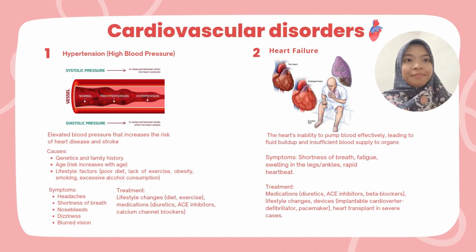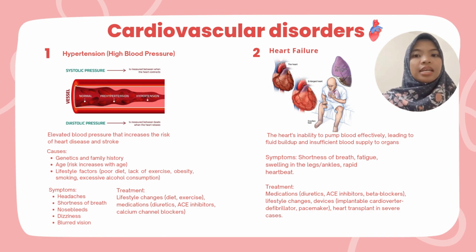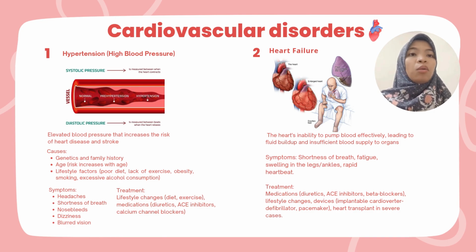Now we go to the cardiovascular disorders. Number one is hypertension. Hypertension is high blood pressure. It is caused by genetic and family history, age, and lifestyle risks, maybe a poor diet, lack of exercise, and obesity.